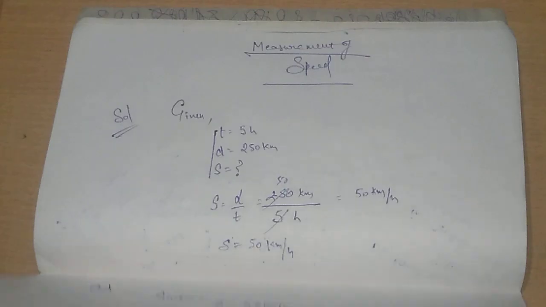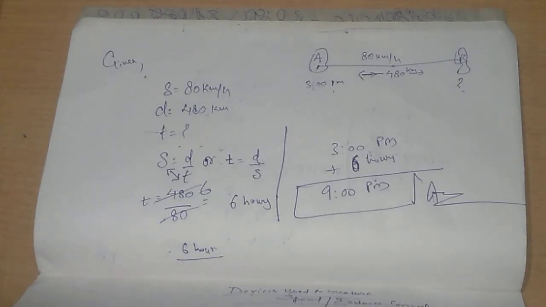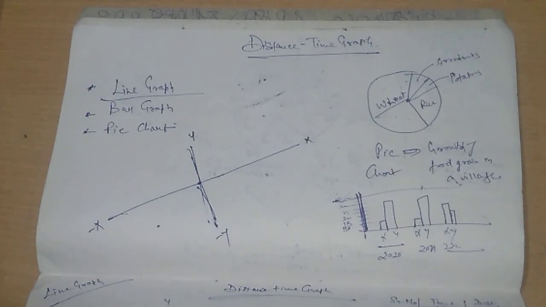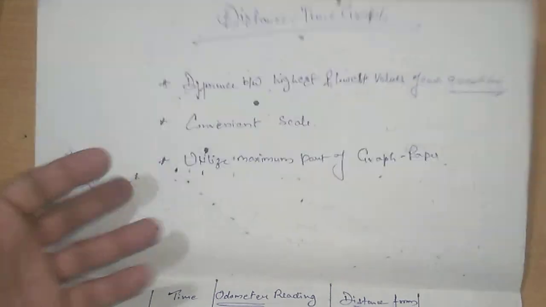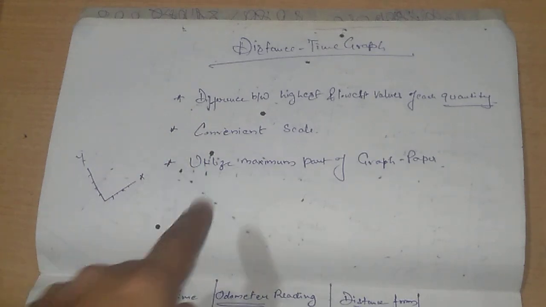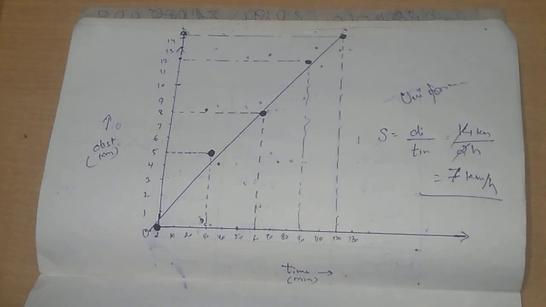After that we discussed devices that are used to measure distance and speed. After that we discussed the most important topic, which was the distance and time graph. We discussed three main important things we need to keep in mind while drawing the distance and time graph. And we have solved one question also, and that is it for the last chapter.